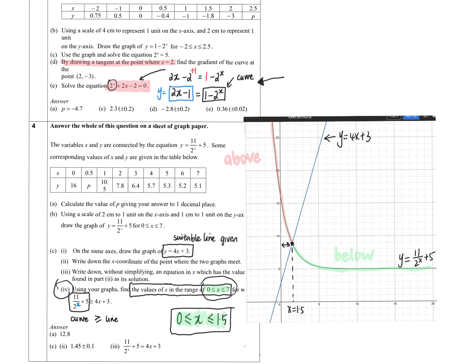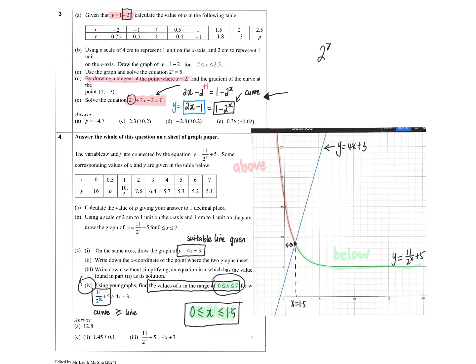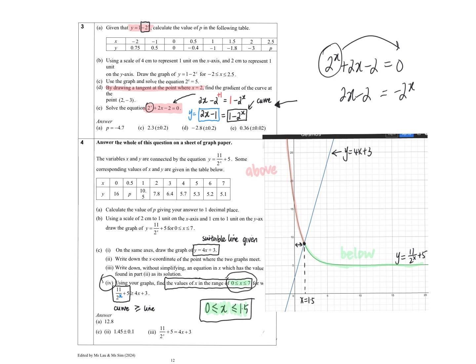Can you see how I got the suitable line? This was the equation that they asked me to solve. So I shift this to the other side, make it negative 2x. But my equation is this thing, so I need to plus 1 on both sides. So this is my suitable line, by drawing the line.